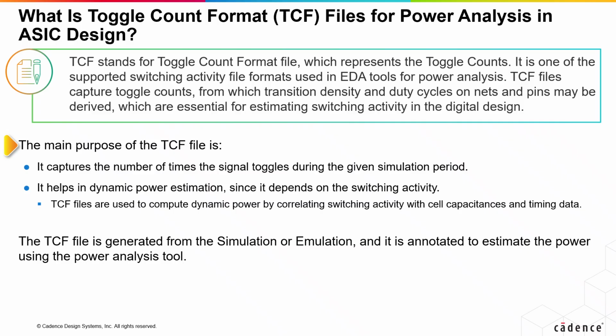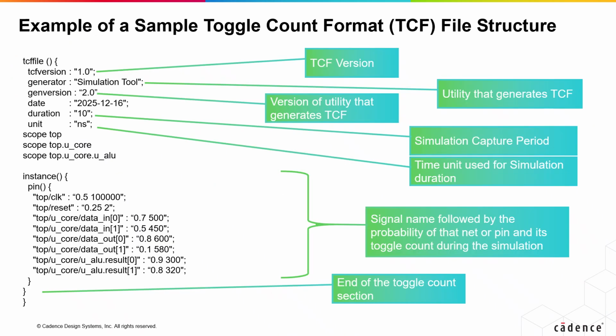path-intensive and clock-heavy designs. This slide illustrates the typical structure of a TCF file, which is organized as a hierarchical, human-readable text format. The file begins with a header section that defines metadata such as the TCF version, the utility or simulator that generated the file, the tool version, the date of generation, and the simulation duration, along with its time unit. These fields are essential for traceability and ensure that the power analysis tool correctly interprets the activity data within the intended simulation context.